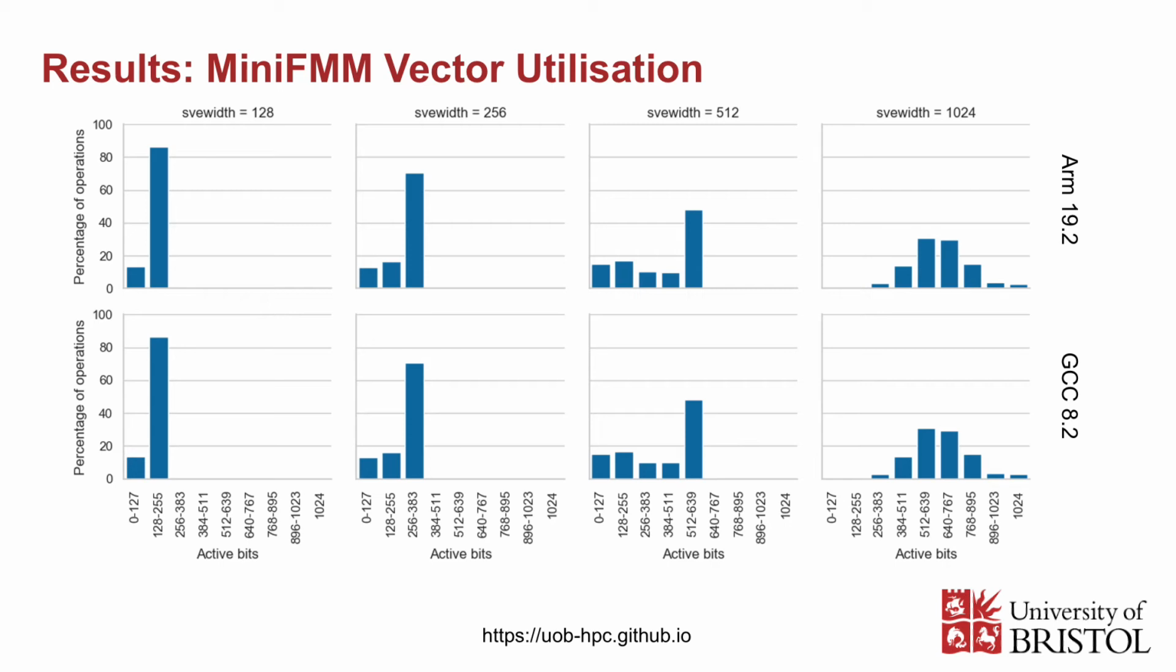This MiniFmm example highlights that with SVE, because of the per lane predication, it is not enough to check that vector instructions are being run when analyzing performance, because it is possible for those operations to only use a small portion of the throughput available.